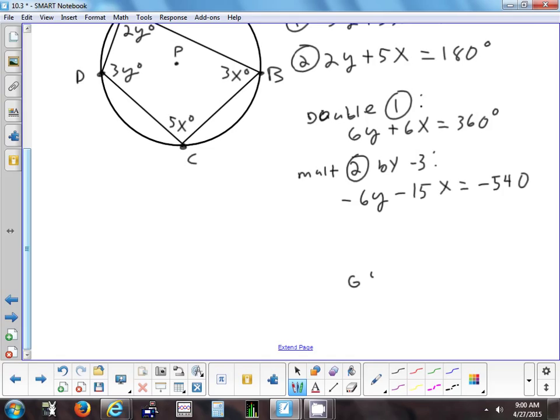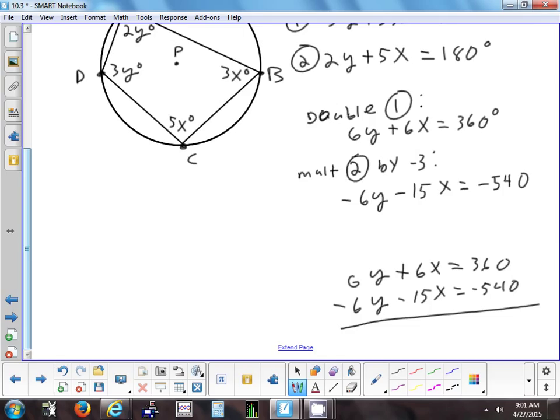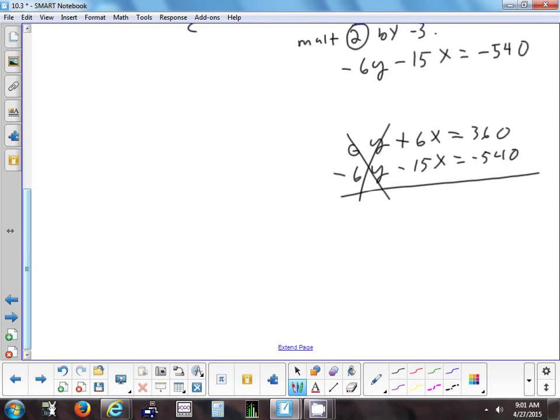And now I'll just write these equations close together. Now you add them up. What happens when you take 6y minus 6y? What do you get? 0. The y's are gone. Now we don't have to think about them. Okay. 6, take away 15. What's 6 take away 15? Negative 9.